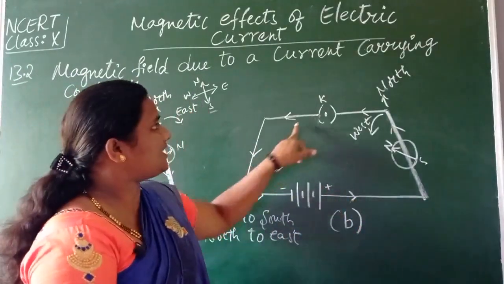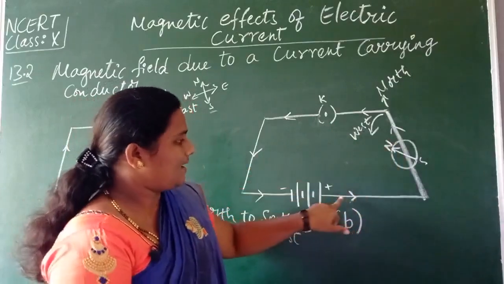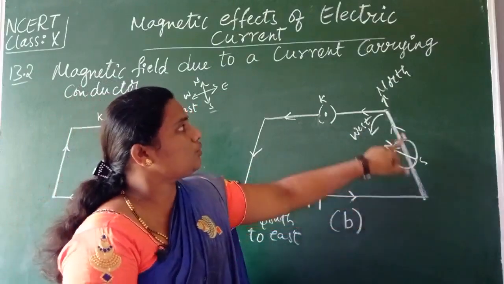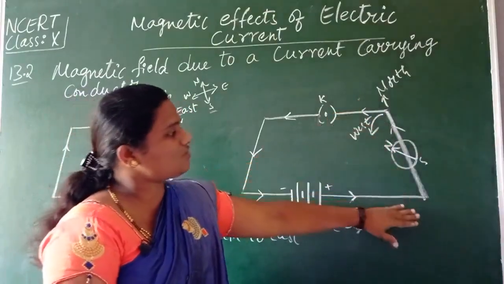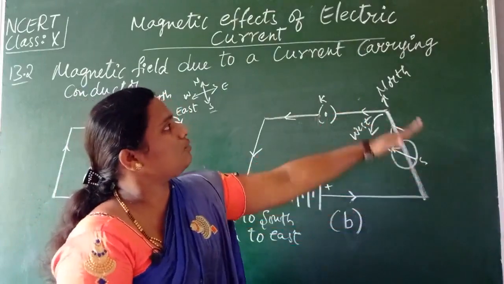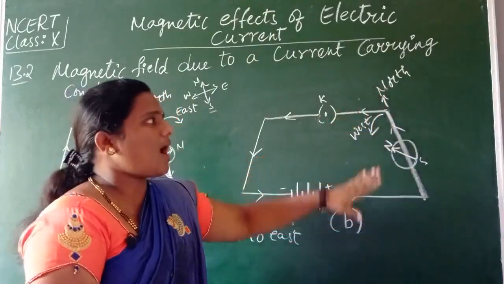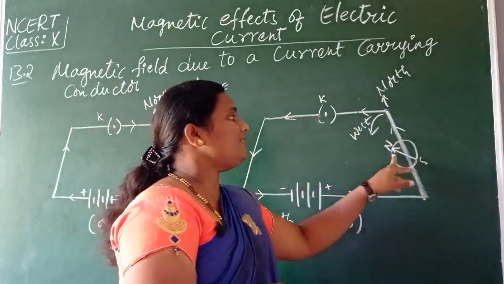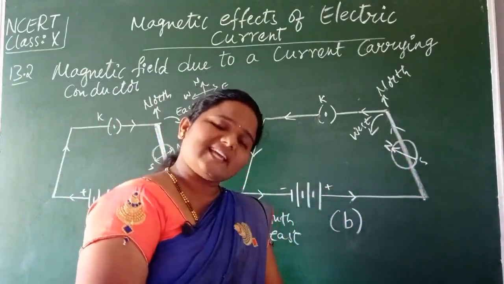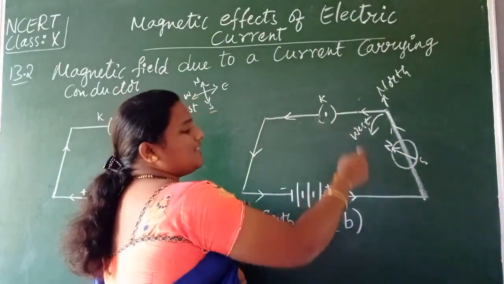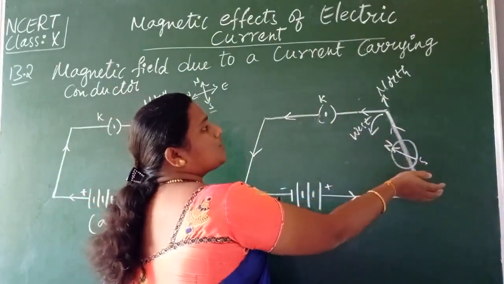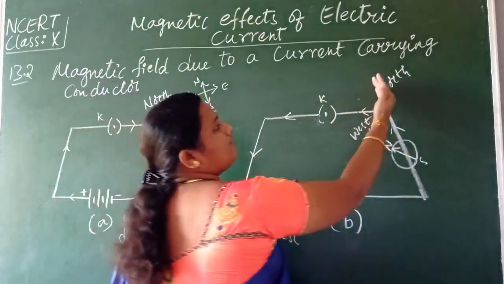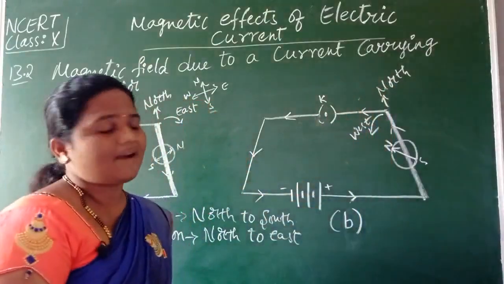These arrows represent, children, the flow of current. In the second figure, you can observe that the current will start moving from south to north. Imagine this as south, it is moving to north. So in that case, we have to observe the deflection in the compass. It has been experimentally found, children, that when the current starts moving from south to north, the deflection moves from north to west, children.